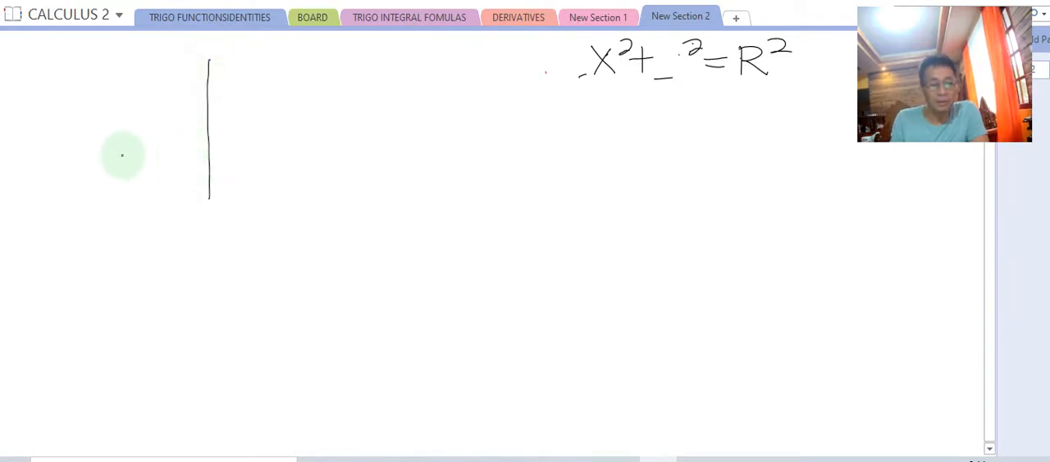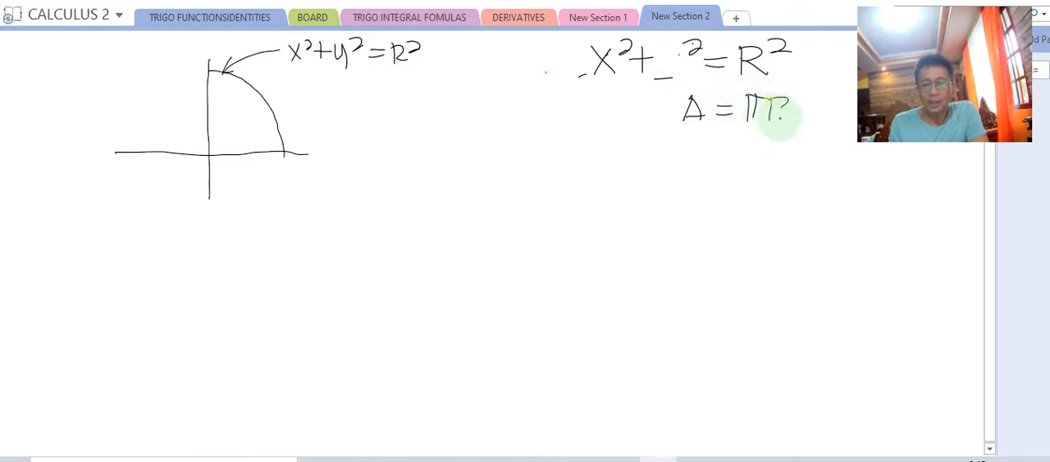Napag-aralan natin, di ba, yung area of a circle. Kukuha tayo ng quarter, yung one-fourth ng circle, the quarter of a circle. So, yung equation nito is x squared plus y squared equals r squared. Alam natin na area of a circle is pi r squared. Kung diameter ang gamitin natin, pi d squared over 4.